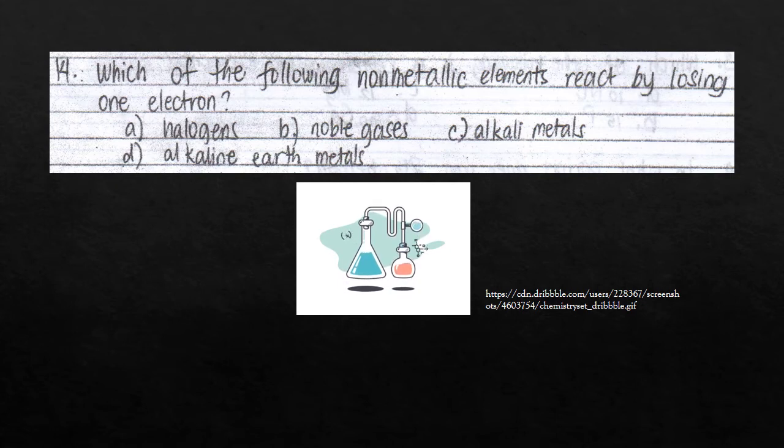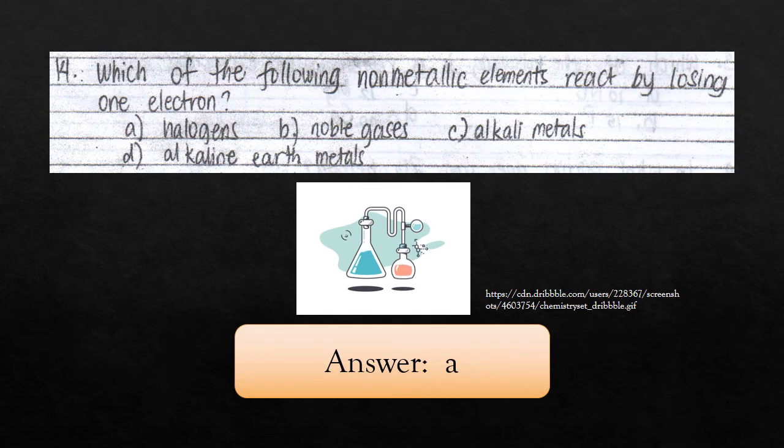Number 14. Which of the following non-metallic elements react by losing one electron? A. Halogens, B. Noble gases, letter C. Alkali metals, or letter D. Alkaline earth metals? Now the answer is letter A, halogens.